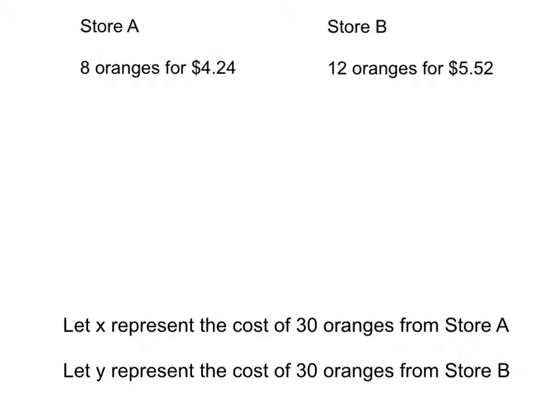We are going to use variables to define what we do not know. So we're going to let X represent the cost of 30 oranges from Store A, and we're going to use Y to represent the cost of 30 oranges from Store B. We're also going to use equivalent ratios to solve this problem. Since a ratio is a comparison of two quantities, we need to figure out what it is that we are comparing. Well, we're looking at cost and number of oranges. So we're going to set up a ratio of number of oranges and cost.